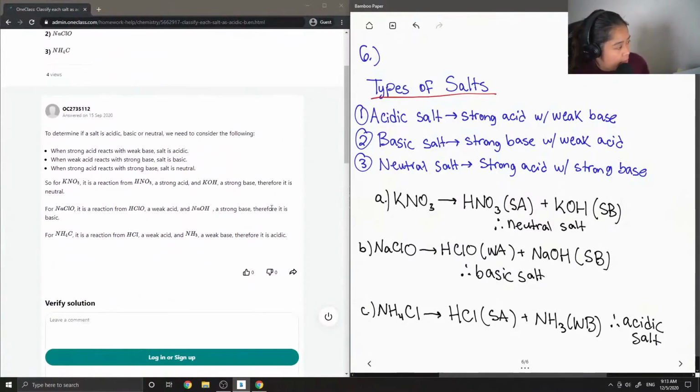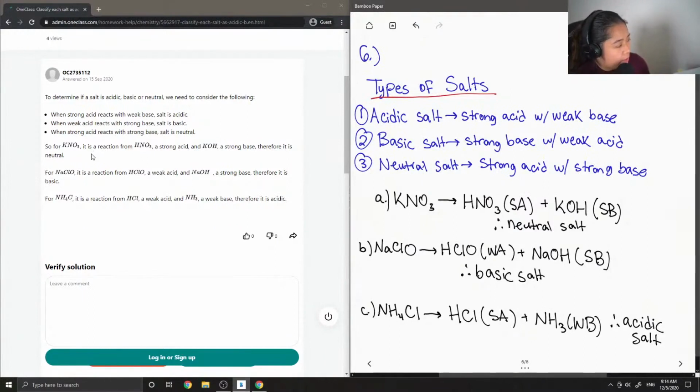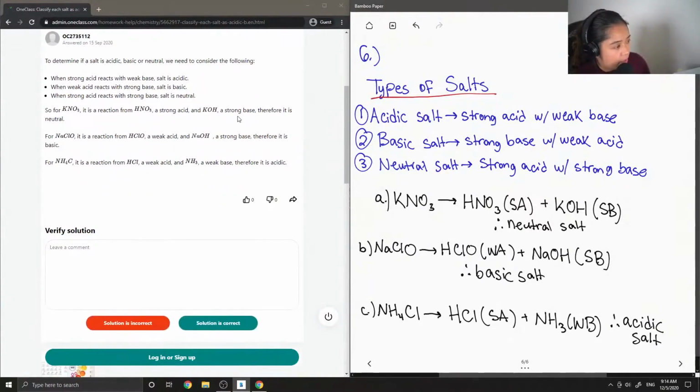So the junior tutor said, to determine if a salt is acidic, basic, or neutral, we need to consider the following. When a strong acid reacts with a weak base, the salt is acidic. When a weak acid reacts with a strong base, the salt is basic. And when a strong acid reacts with a strong base, the salt is neutral. So for potassium nitrate, it is a reaction from nitric acid, a strong acid, and potassium hydroxide, which is a strong base. Therefore, it is neutral.